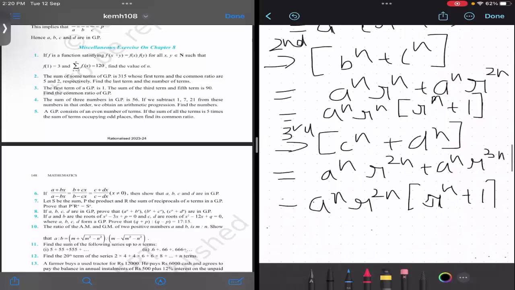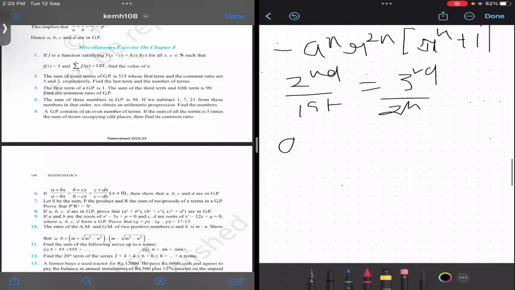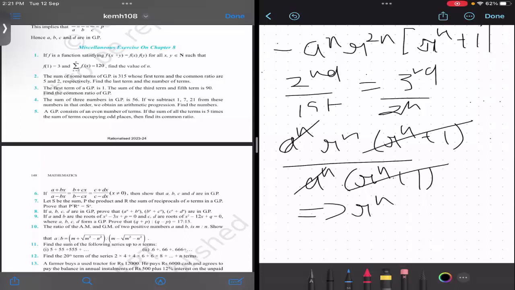To prove that these three terms are in a GP, it would be sufficient to prove that the second term divided by the first term would equal the third term divided by the second term. The second term is going to be a^n r^n (r^n + 1) in the brackets. The first term is going to be a^n (r^n + 1) in the brackets. So this is going to be your LHS. Cancelling, a^n gets cancelled and this gets cancelled, so the common ratio you obtain is r^n.